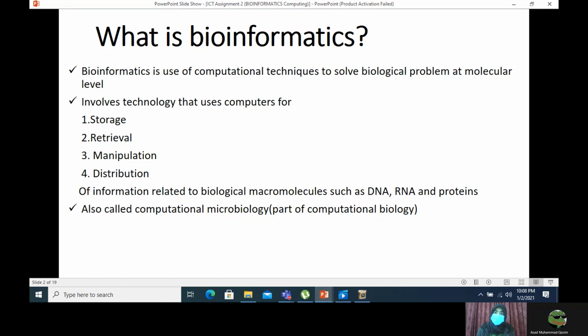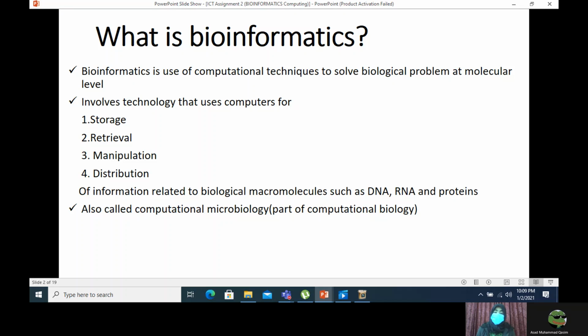For example, number one, storage. We get some kind of information from any experiment we have done, so we have to store that information. That can be any genetic sequence, DNA sequence, or any biological information. So we can store it in our computer. All these kinds of sequences are so huge that they cannot be memorized or handwritten, so we store them in our computers.